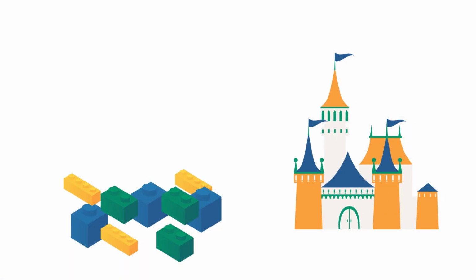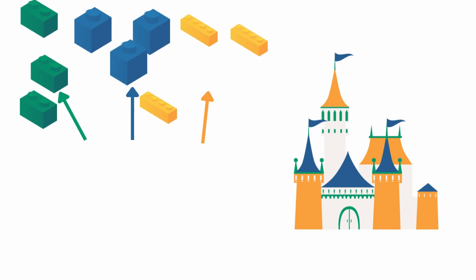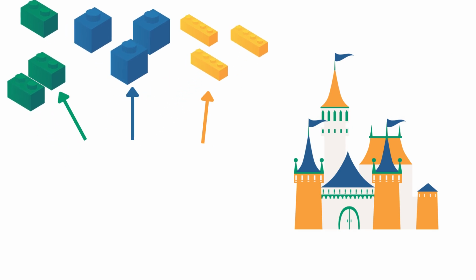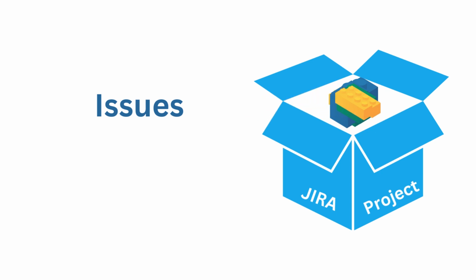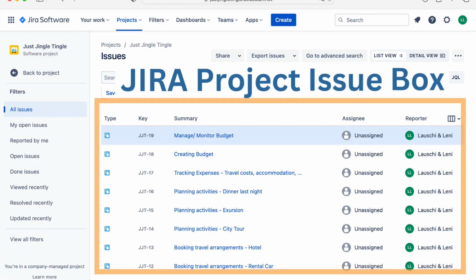For example, you might need to sort all your Lego pieces, design the castle and build it piece by piece. Each of those things you need to do is called an issue in JIRA. Now, imagine you put all these issues into the JIRA project box. You can see all the things you need to do in one place.